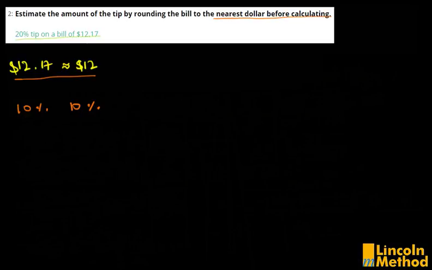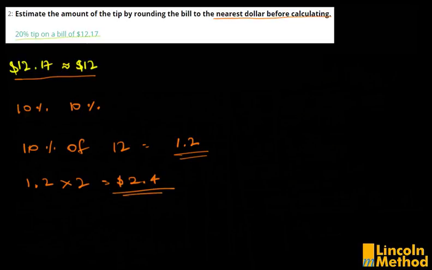So if I find out 10% of 12, this is fairly simple. We know what the answer is, but let me write this down here. 10% of 12 equals 1.2. And if 10% of 12 is 1.2, we can multiply this number by 2 to find out 20% of 12. So 1.2 multiplied by 2 equals 2.4. And let's add the dollar sign here since we're talking in terms of dollars. And this is our answer. So 20% tip on a bill of $12.17 is approximately $2.4.